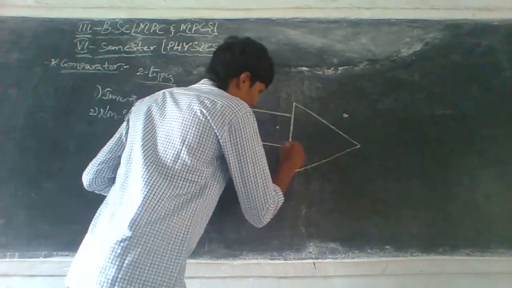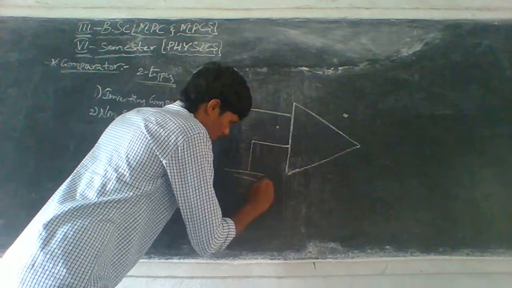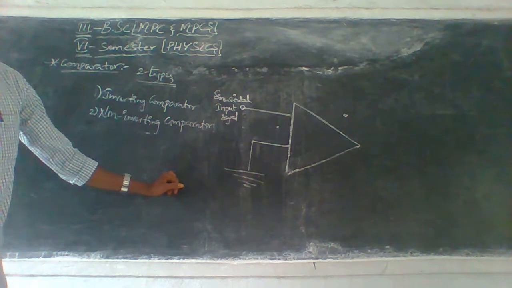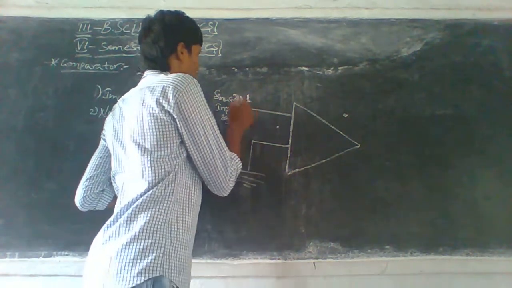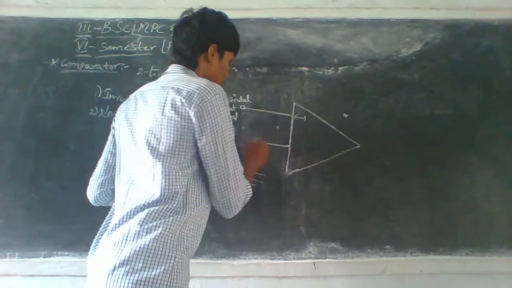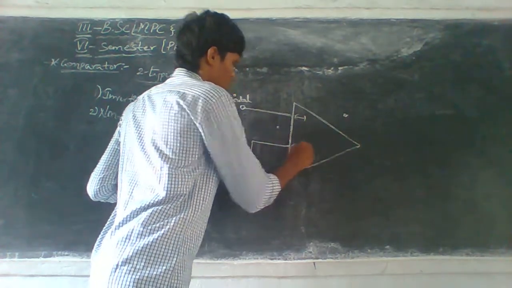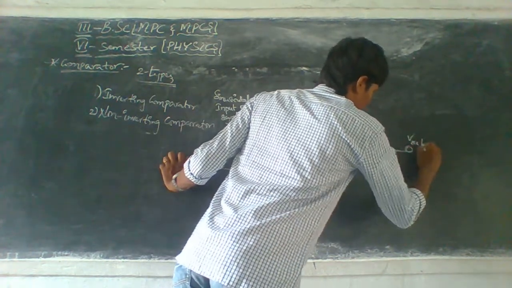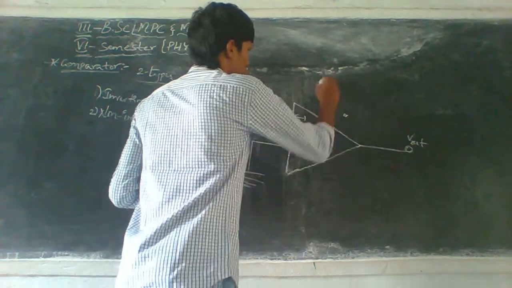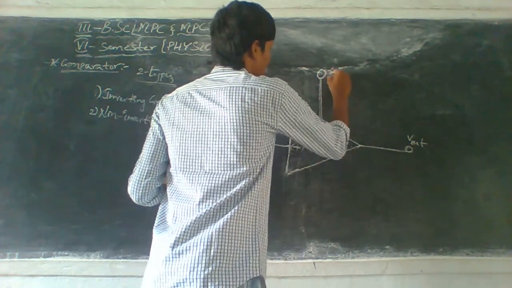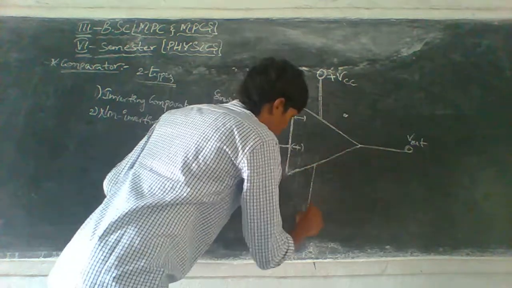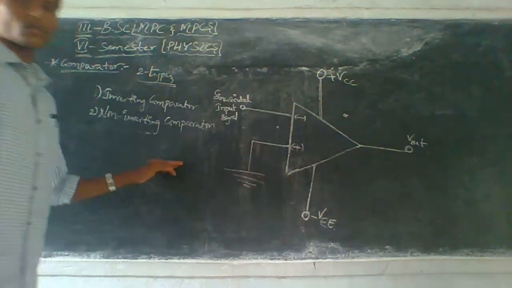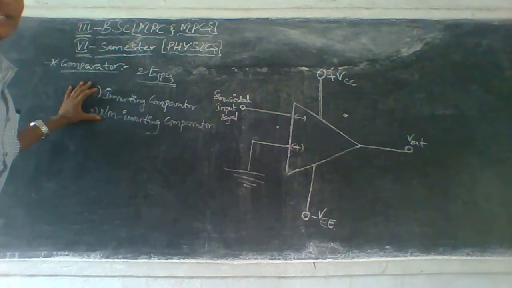And another input signal is connected to ground. So here the sinusoidal input signal has negative charge and the other input signal has positive charge. It has one output signal, named as B output, and it has two supplies: plus VCC and minus VEE.